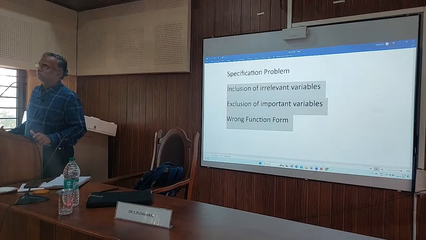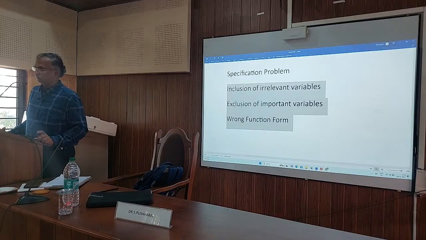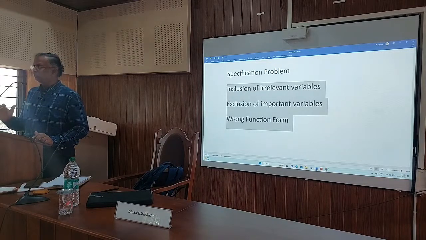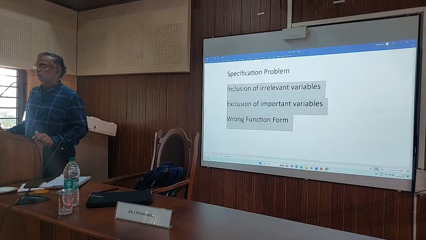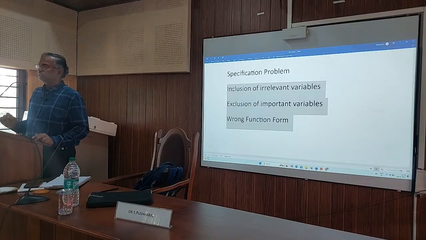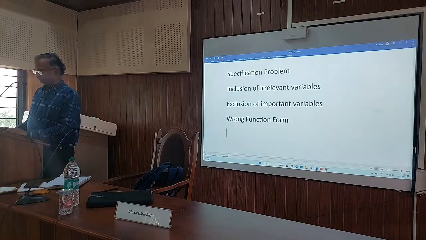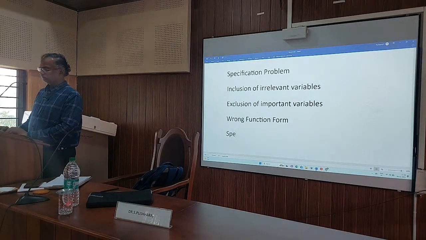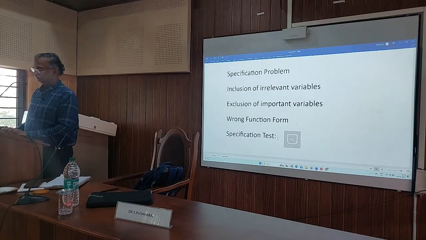Actually, there is a wonderful discussion of these issues in your Gujarati book, right? There is a specific chapter on this, and so these three issues, right? Of the three, the later two are very important, and for this we have one important specification test, known as the RESET test.